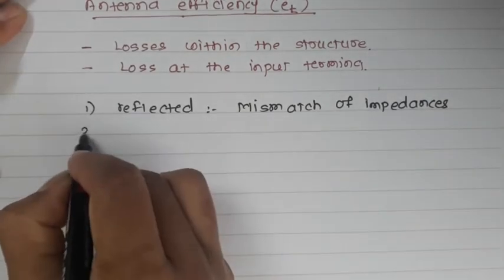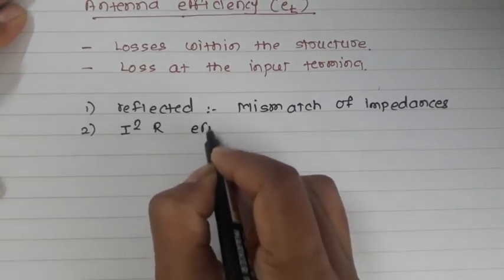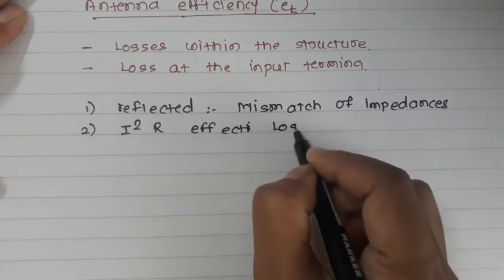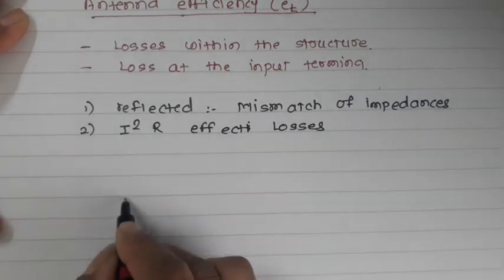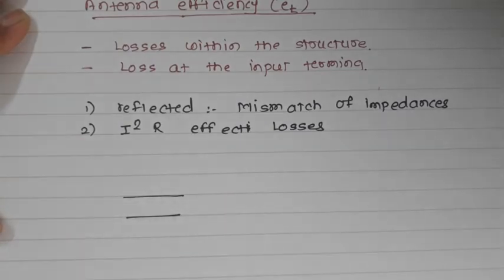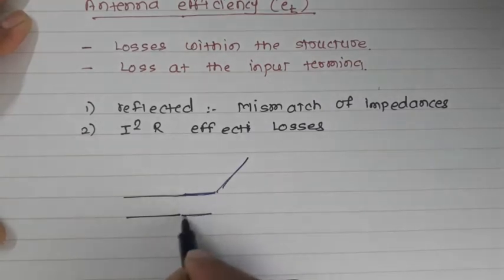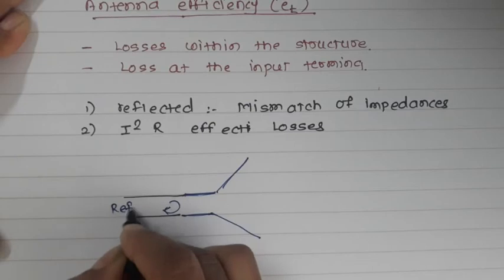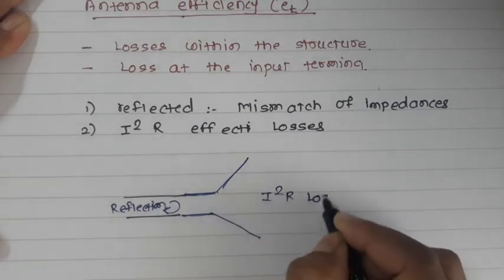And the second loss is nothing but the I square R losses, which we have seen in the previous session. So we can see how that particular reflections takes place. So this is nothing but the antenna, whereas you are having this kind of structure and some reflections within that particular antenna, and these are nothing but the I square R loss.